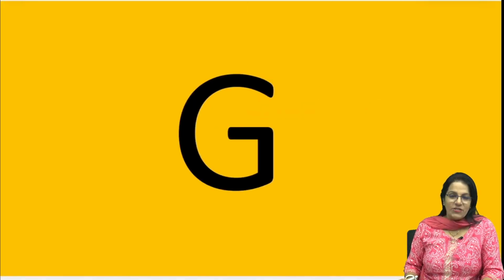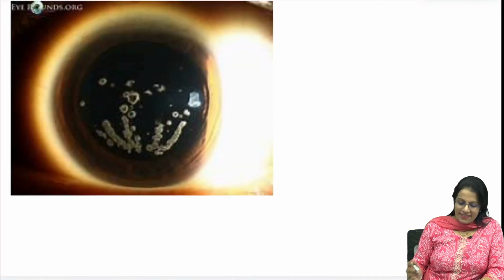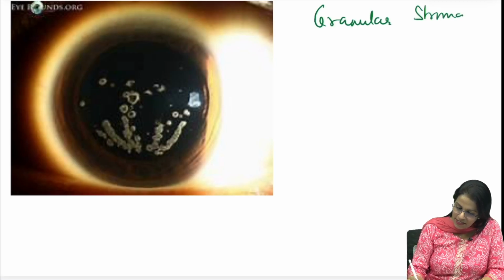We'll be talking about G. Can you guess what this is? G for? Yes, granular dystrophy, right? So we are talking about granular stromal dystrophy. What are the points to remember?